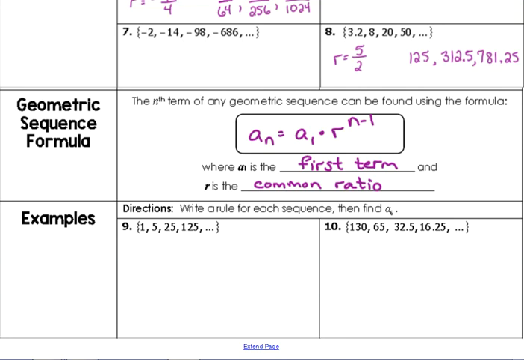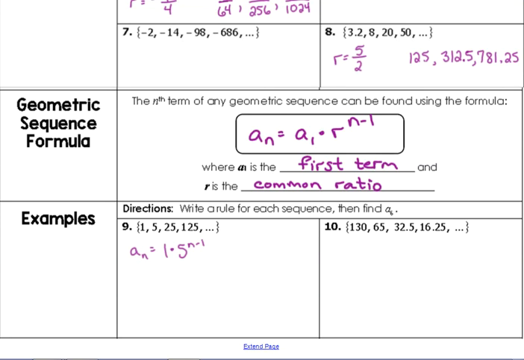Okay, so this says write a rule for each sequence and then find a sub 6. Find the sixth term. So a sub n is equal to the first term in this sequence. It is 1 times the common ratio. Well, we're multiplying by 5 raised to the n minus 1.